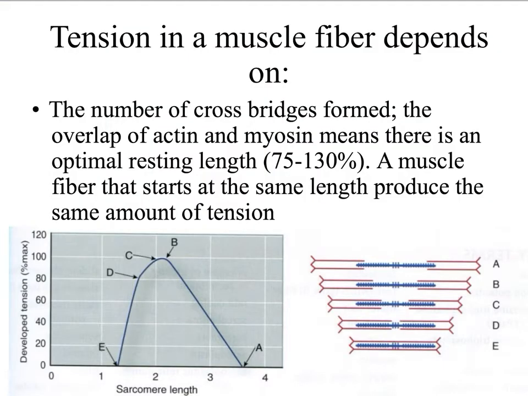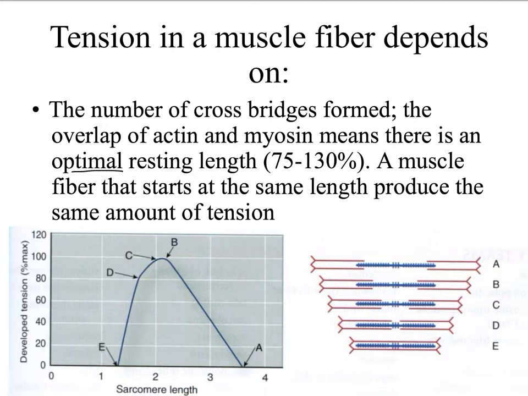So the tension that's going to be produced in a muscle fiber is going to be dependent on a couple of different things here. Number one is going to be the starting length. There is actually what they refer to as an optimal starting length. It's said to be between 75 to 130%. Now some books will say 80 to 120%, but that's pretty close.